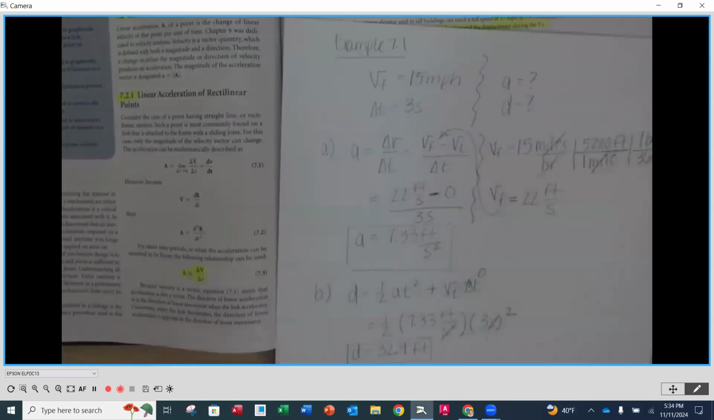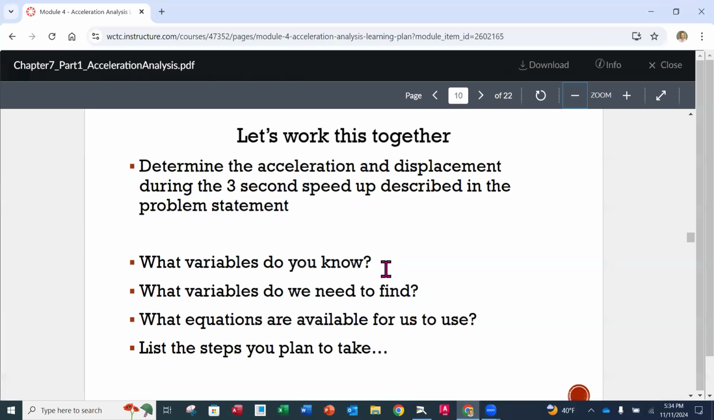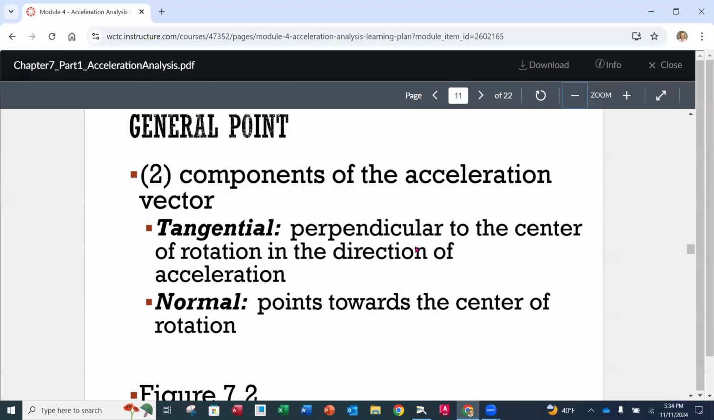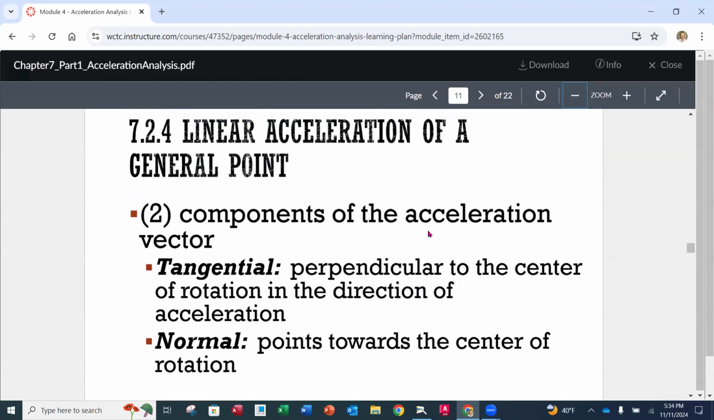So I'm going to move this out of the way. We're going to go back to our PowerPoint presentation. We went through that process. Now let's talk about acceleration, just as a general point. So acceleration, when it is pivoting around a single fixed point, when we have a single link, if you would, rotating around a fixed point, it's going to have 2 components of acceleration. Those 2 components of acceleration are going to be a tangent component and a normal component.